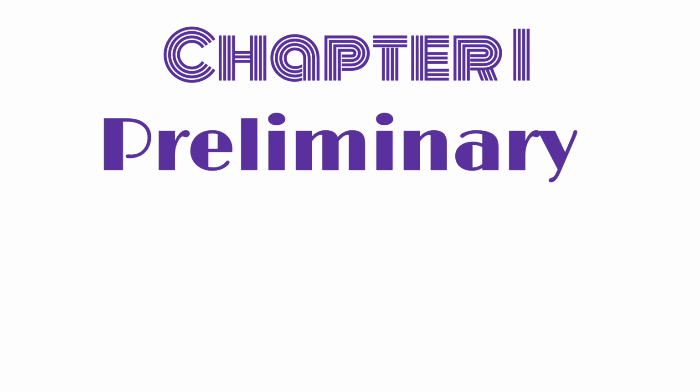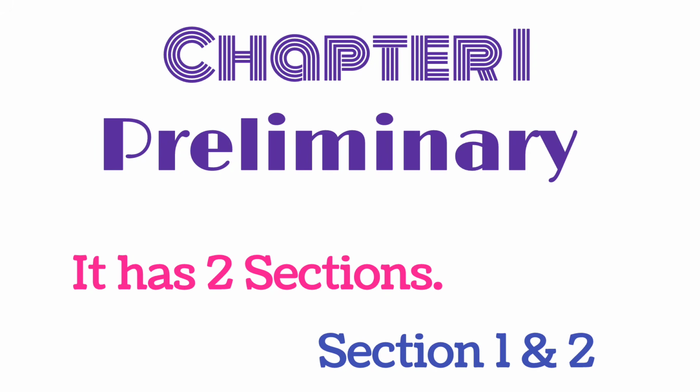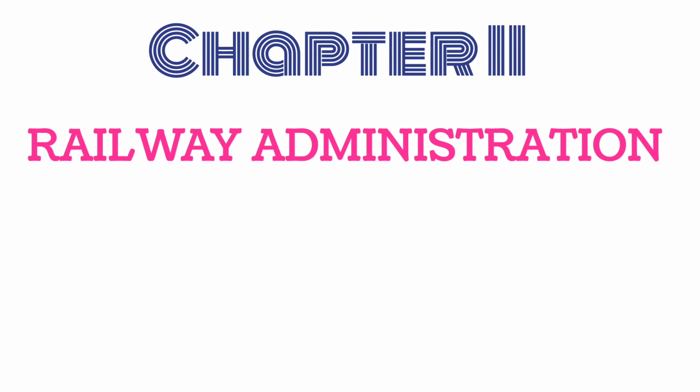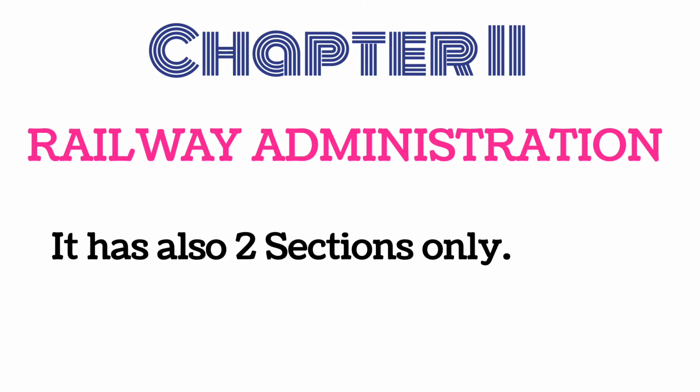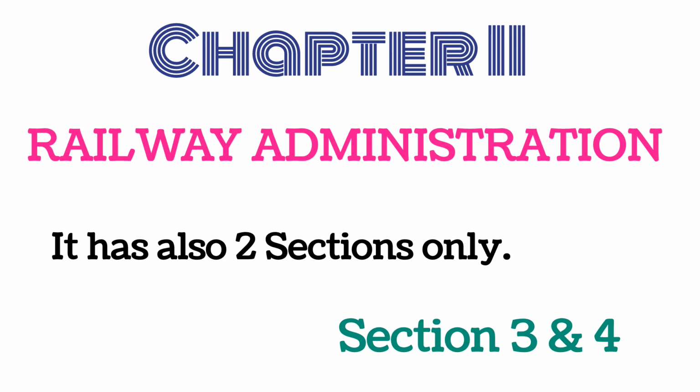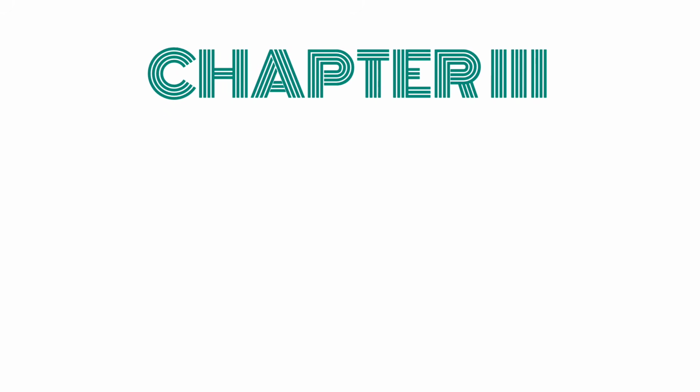So chapter 1 is preliminary, as in our GRS. In GRS also chapter 1 is preliminary, here also preliminary. And it has 2 sections, section 1 and 2. Only 2 sections are there in chapter 1, not much important. Chapter 2 is a little bit important because railway administration's details are given here, likewise GM appointment is given in chapter 2. So these are the important questions available here. Section 3 and section 4, 2 sections are there in chapter 2.